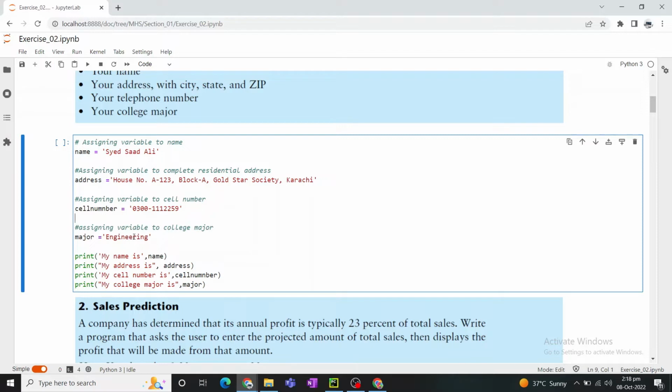Similarly, you have to assign a variable, major, with the value of engineering. What education do you hold, what major do you hold in education? So I have entered engineering.